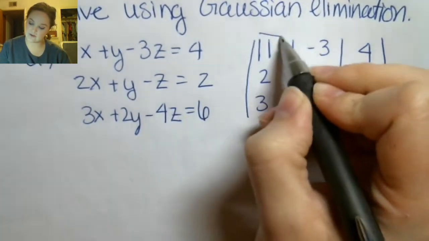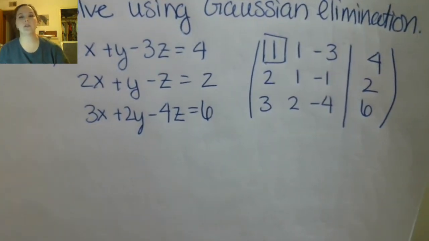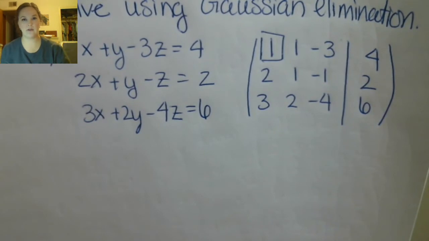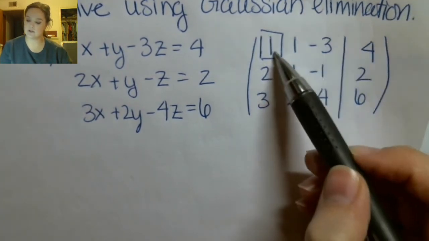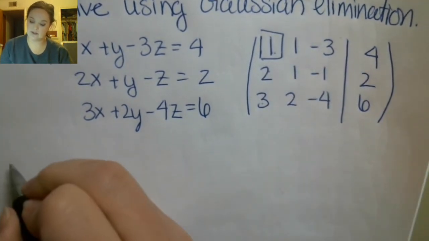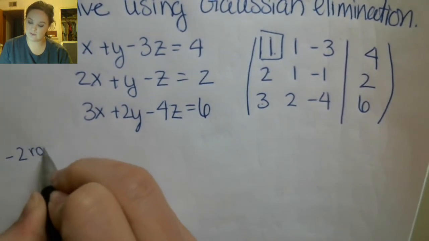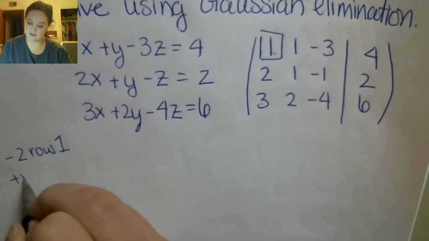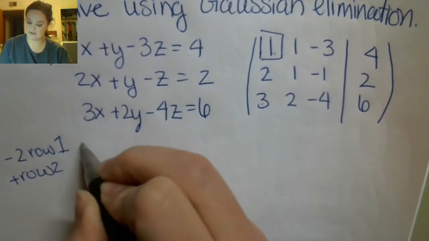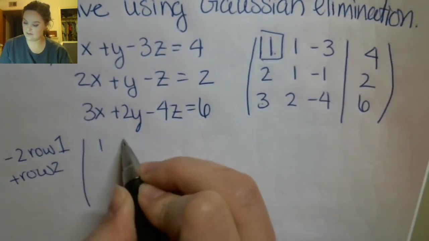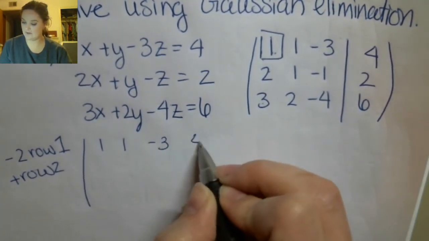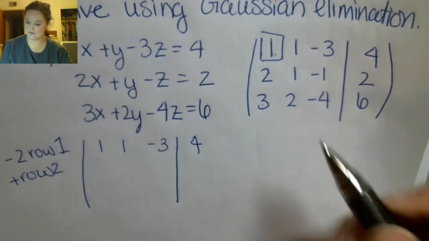Okay, so we're going to start on the top left. Use division to get a 1, already a 1. Okay, then we're going to use this position to eliminate below it. So I'm going to do -2 times row 1. I'm going to add it to row 2. Okay, so I'm just copying my first row.